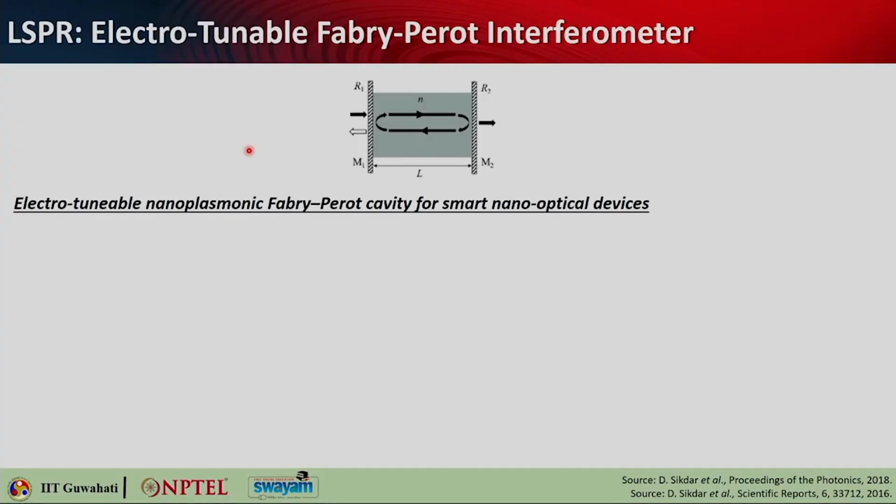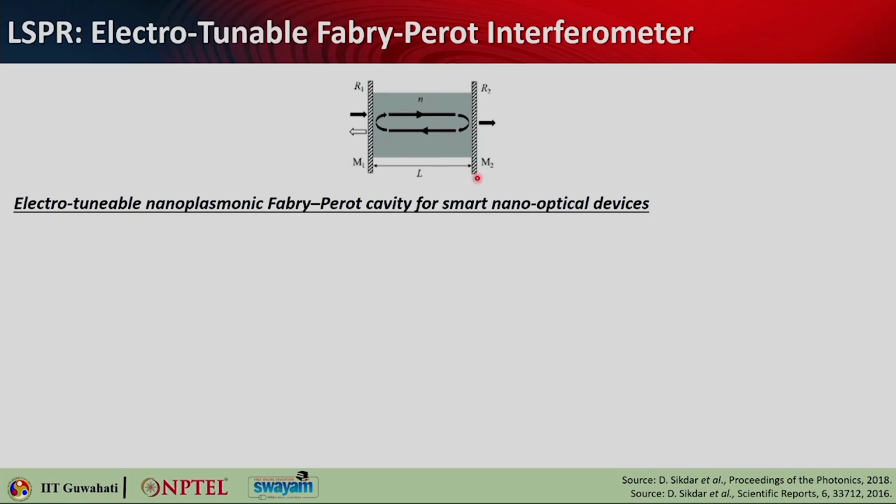Next we move on to some examples of using nanoparticles or LSPR in an electrotunable Fabry-Perot interferometer. Now what is a Fabry-Perot interferometer? You must have known this. This is basically a cavity formed between two mirrors. There is a dielectric medium in between, which is having a refractive index of N, and this is the length L of the cavity.